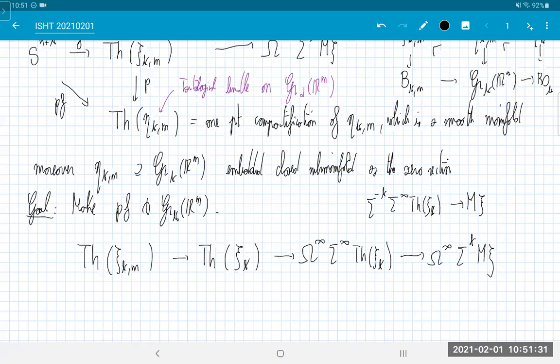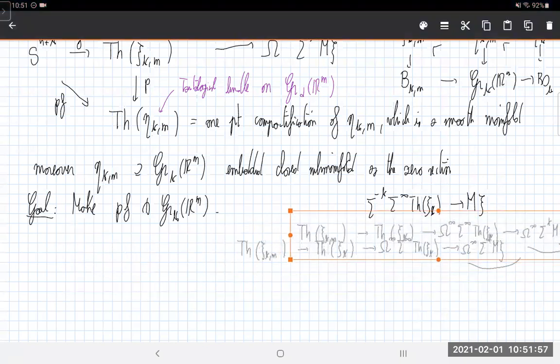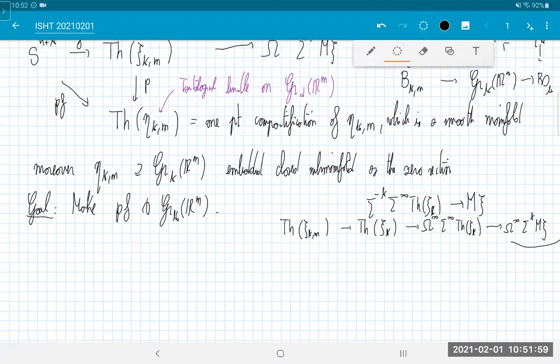So essentially, the idea is we have this huge space here, and we have a class in the homotopy groups of this huge space. We want to reduce and reduce further until we end up with something which is basically a finite dimensional manifold. Okay, thanks. And there is the small issue that this is not a finite dimensional manifold, but it's not a big deal. It's only one bad point.